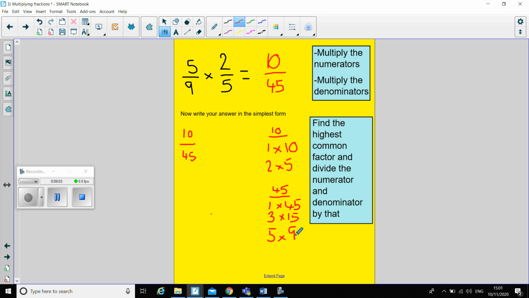So now I've got to look what my highest common factor is. 1 appears in both lists. 2 doesn't. 5 appears in both lists. So 5 is my highest common factor. So I've got to divide the numerator and the denominator by 5. So if I do 10 divided by 5 on the top, and 45 divided by 5 on the bottom, which will give me 2/9.